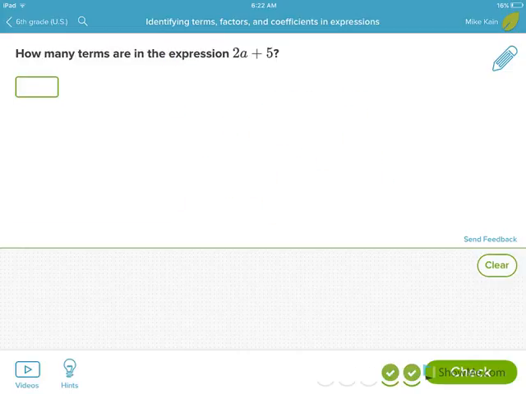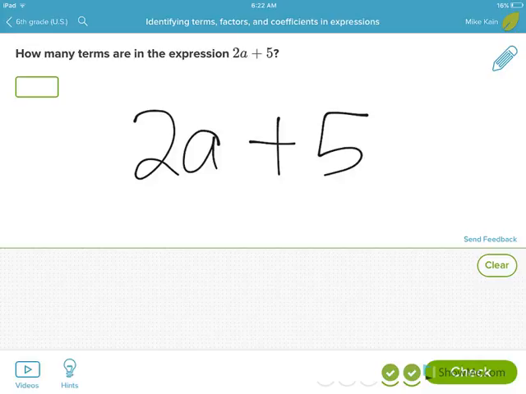All right. So how many terms are in the expression? Oh, no. Not this one. No! It's all right. Just take your time. Remember what a term is.